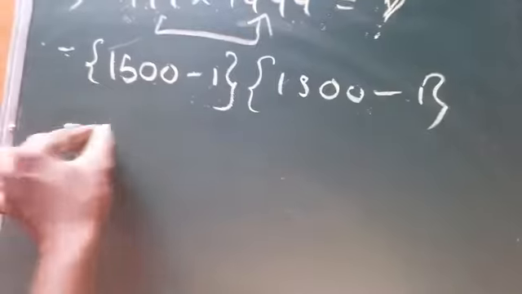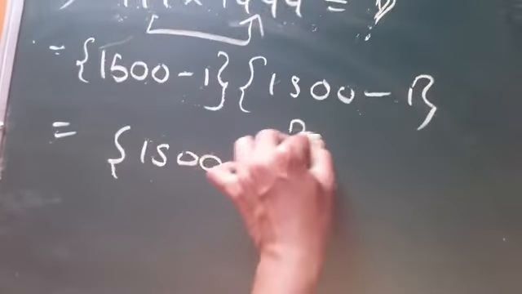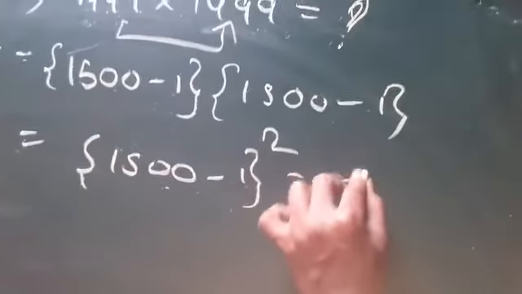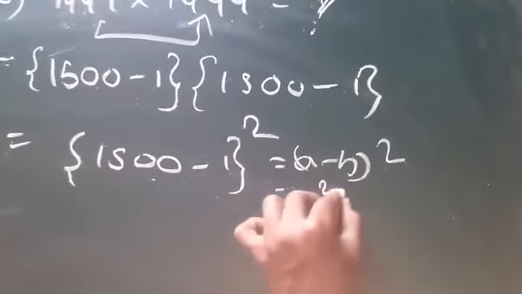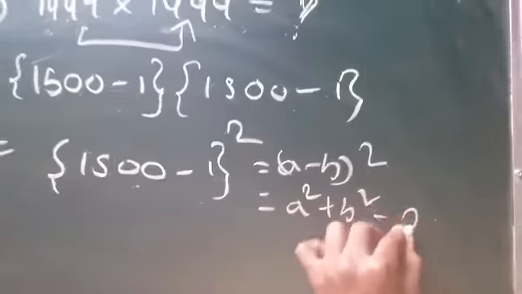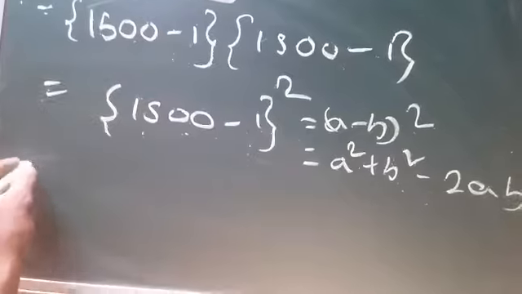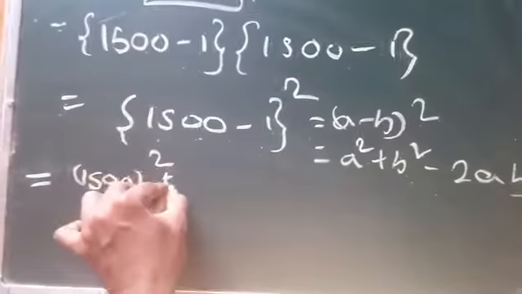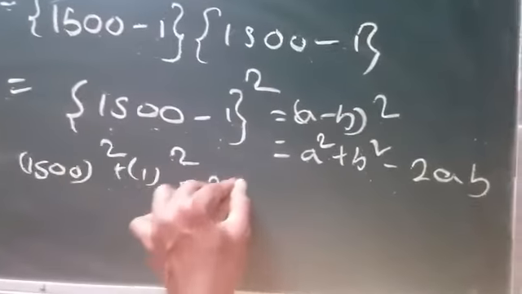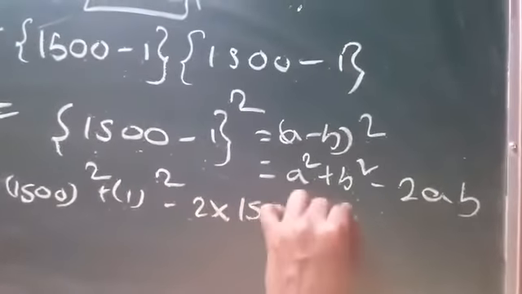this is in the form of 1500 minus 1 whole square. That means a minus b whole square. You know the formula: a minus b whole square is a square plus b square minus 2ab. Here a is 1500 and b is 1. Now substitute in the formula. 1500 whole square plus 1 whole square minus 2 into a into b, where a is 1500 and b is 1.